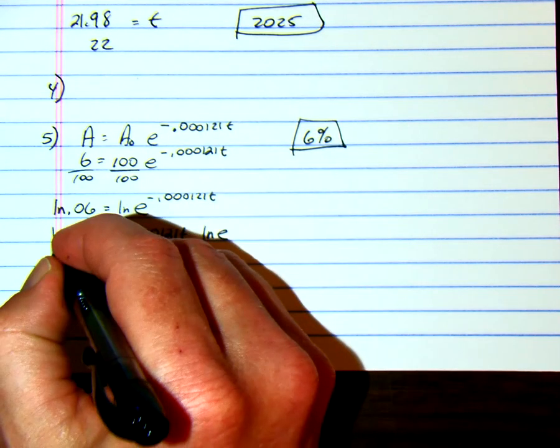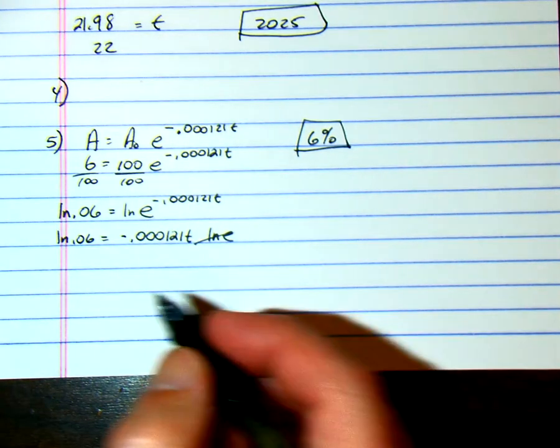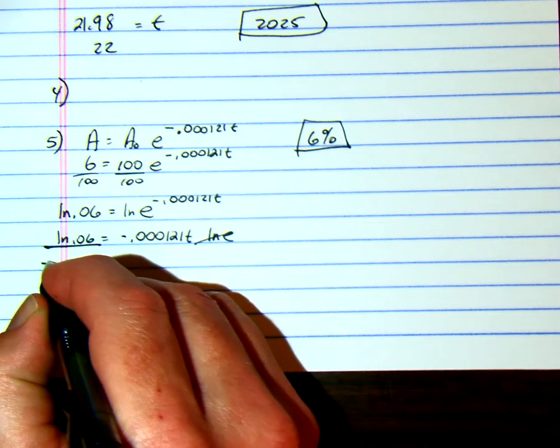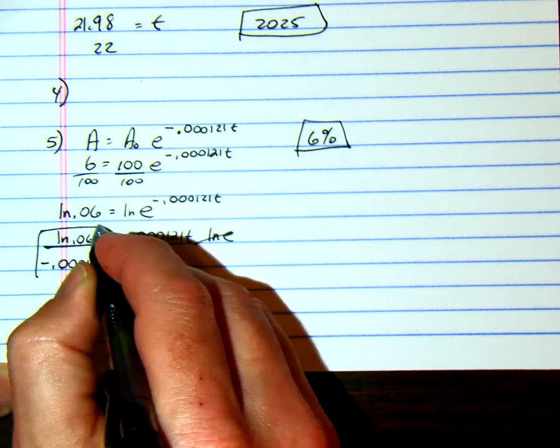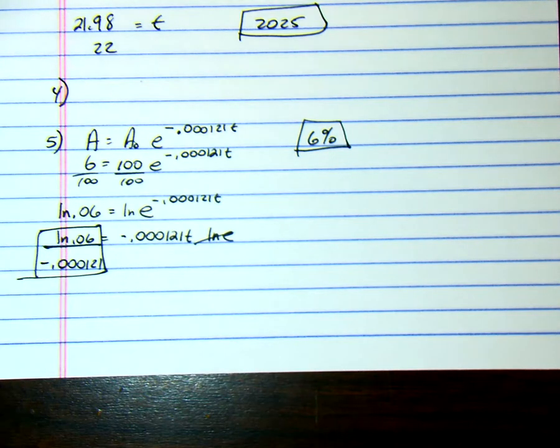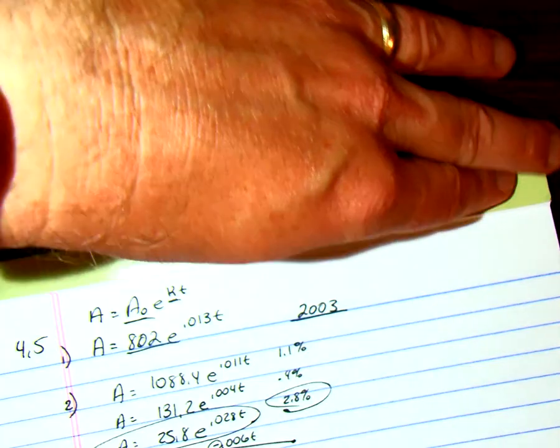The natural log of e disappears. So to get t by itself, we just have to divide by negative 0.000121. And there we have it. Okay? Stick a fork in it. It is done. Whatever value that turns into when I type it into my calculator, for time's sake, I'm not going to do it. Okay? We're going to do 6, 7, and 8 and be done.